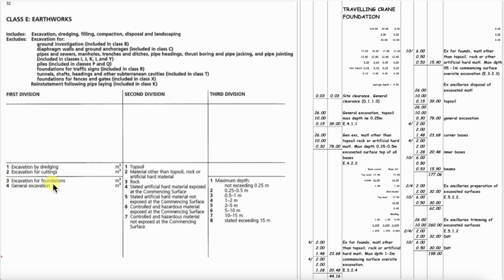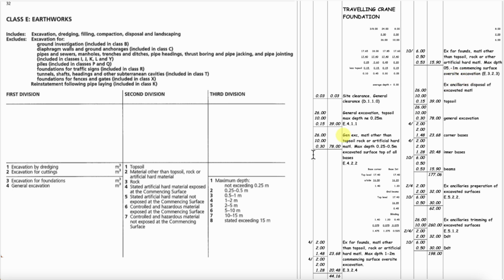E.3, excavation for foundations, 2, material other than topsoil, and 4, 1 to 2 meters. So that one checks out nicely. Let's move on to this one here. We've got excavation for foundations, material other than rock or artificial, a maximum depth 0.5 to 1 meter, commencing surface oversight excavation.